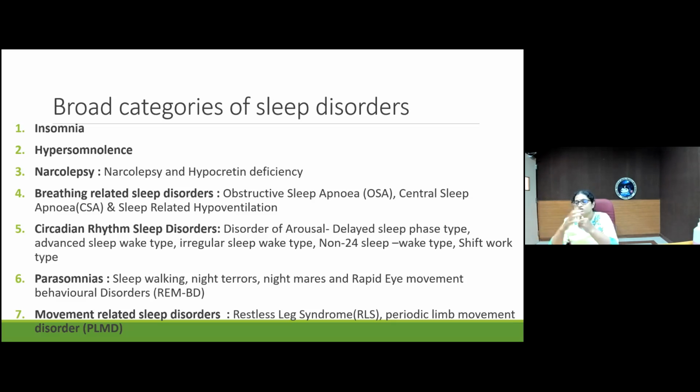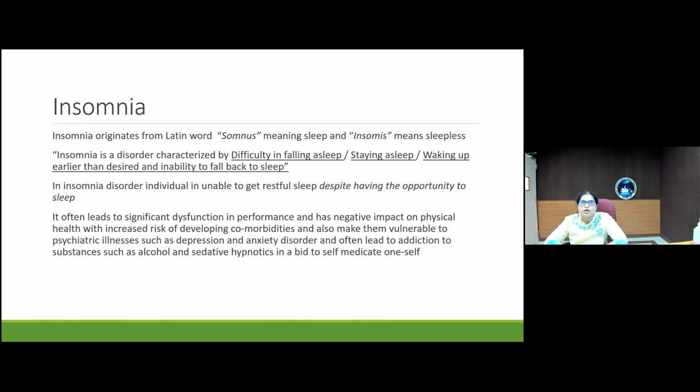In circadian rhythm sleep disorders, these are basically acquired, wherein an individual's sleep pattern influences the onset of these disorders. It is not due to any inherent or any medical condition. Parasomnias include sleepwalking, night terrors, nightmares, and rapid eye movement behavioral disorder, in short called REM-BD. Lastly, movement-related sleep disorders, which include restless leg syndrome and periodic limb movement disorder, PLMD in short.